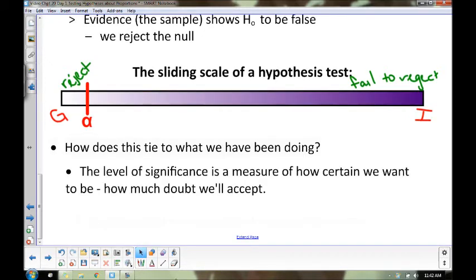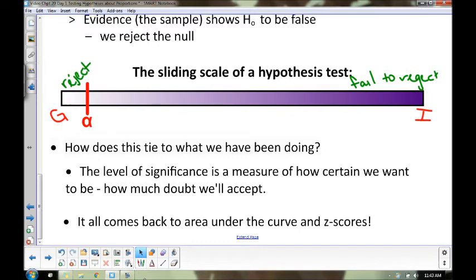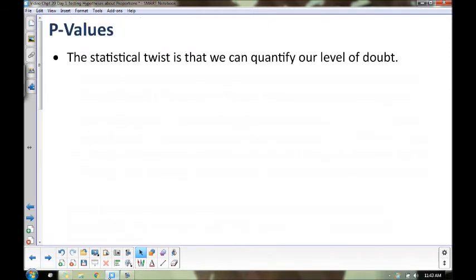So in reference to what we're doing, the level of significance is a measure of how certain we want to be. How much doubt are you willing to accept? Now, how much doubt we're willing to accept really is dependent upon what the situation is. But all of this goes back to the area under the curve, z-scores, your normal probability. So we're going to be using a lot of the normal distribution model still to figure out what that probability is. What we're going to be looking at is the probability that something occurs if the null hypothesis was true.